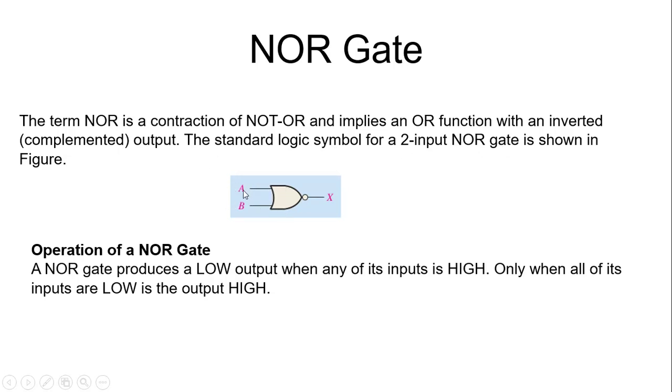So look at this figure. Again, this is a two input NOR gate. A and B are the inputs on the left, X on the right is the output, and this bubble shows we have a complemented OR operation. So the NOR gate basically complements the OR operation. If we complement the OR operation, we get a NOR operation.